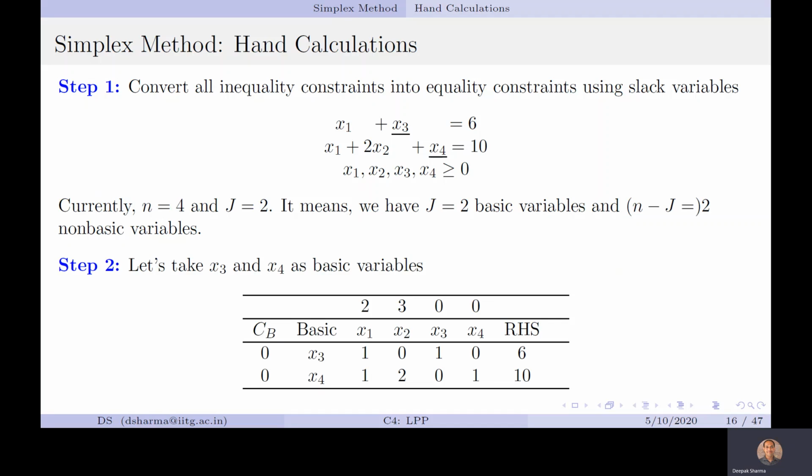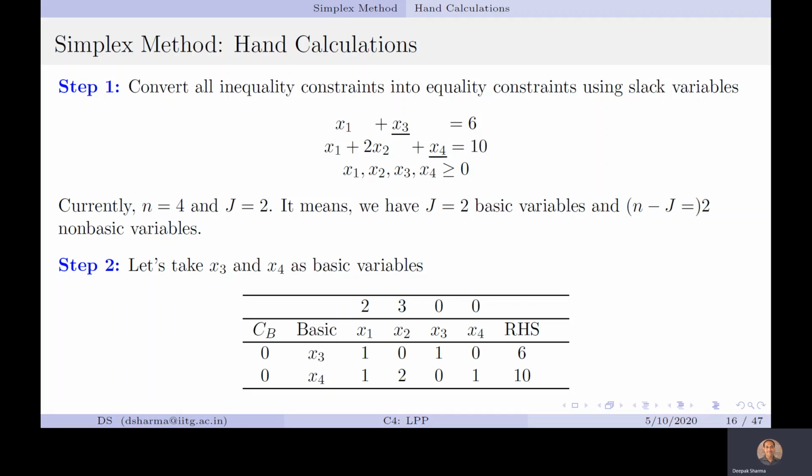Now, step 2 says that we have to find the basic and non-basic solutions, and then we will apply our optimality condition followed by the feasibility condition. Now the question comes: we have 4 variables, x1, x2, x3, and x4. Which of the variables should I take as basic? So now we have to take 2. Why? Because j is equal to 2.